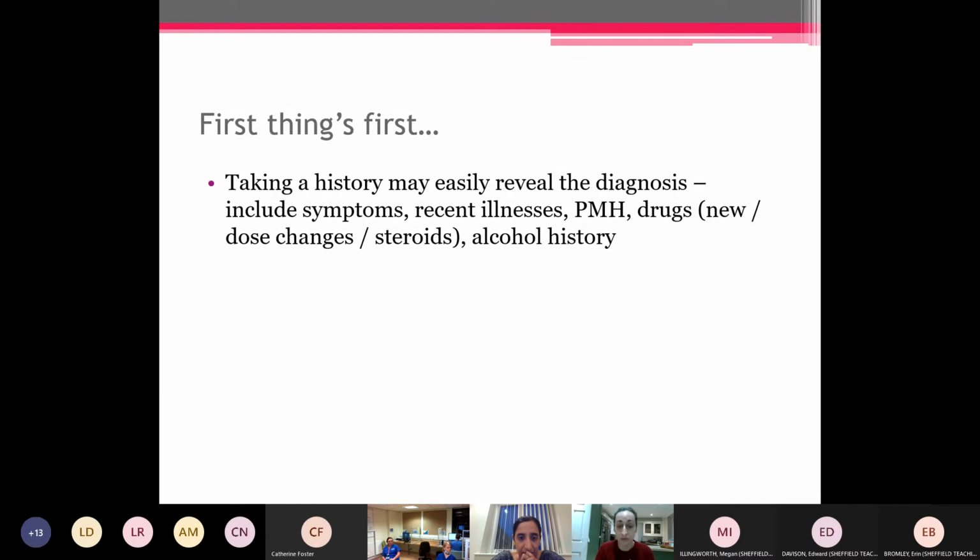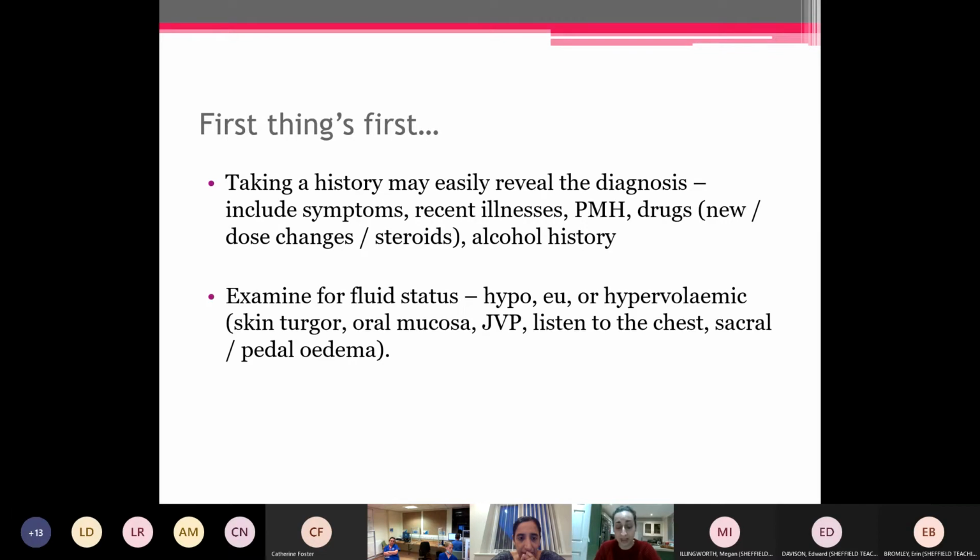So taking the history, number one, and that does include fluid intake. So we need to know, do they drink a lot of alcohol? Do they drink a lot of water? Do they not drink any water? Some people will literally sit at home and hardly drink anything all day, and just dehydrate, you know. And then dose changes to the drugs and things like that. And then we want to examine them, so fluid status. We all know how to do that, so I won't harp on about that.